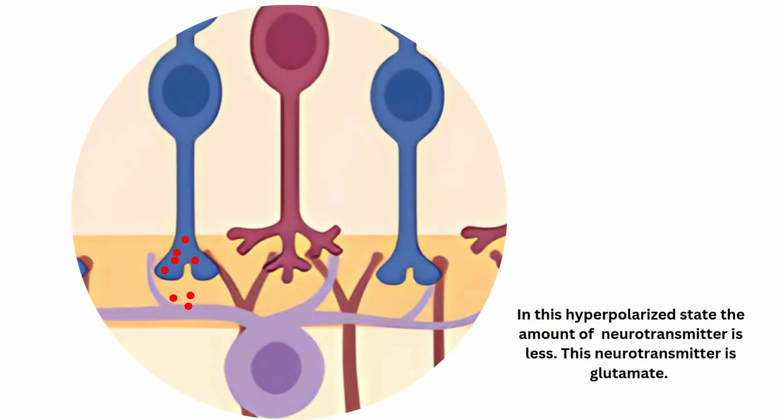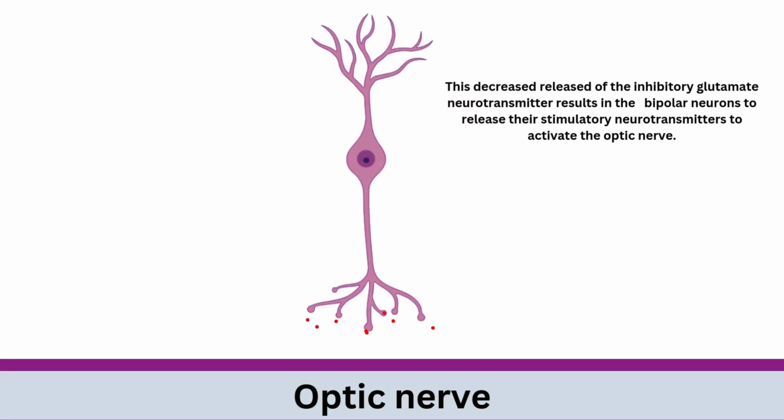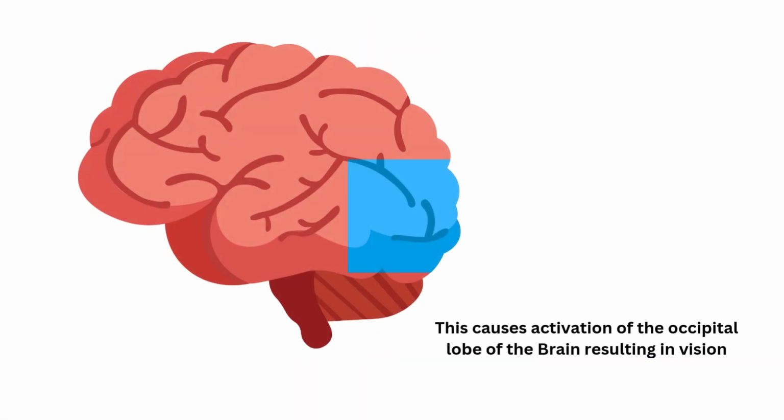In this hyperpolarized state, the amount of neurotransmitter released is less. This neurotransmitter is glutamate. This decreased release of the inhibitory glutamate neurotransmitter results in the bipolar neurons releasing their stimulatory neurotransmitters to activate the optic nerve. This causes activation of the occipital lobe of the brain, resulting in vision.